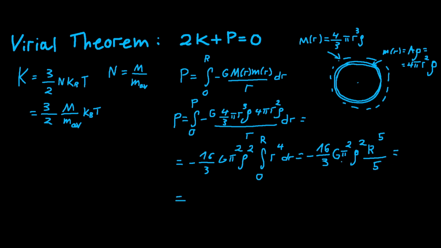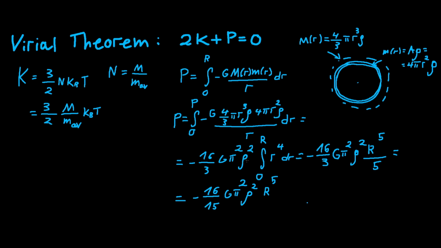And you can simplify this a bit further: 16/15 G pi squared rho squared r to the fifth. So we have this equation, we have both for K and for P, but we need to do something before that. For now we want to get rid of this rho.